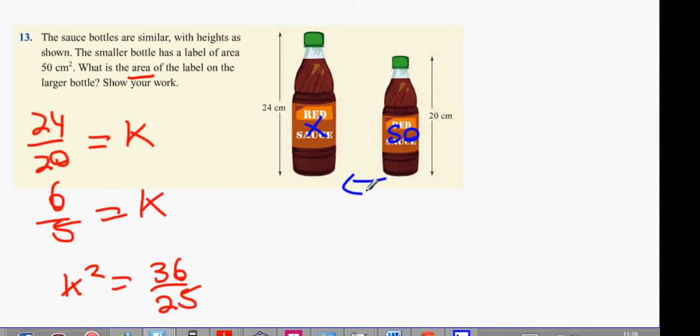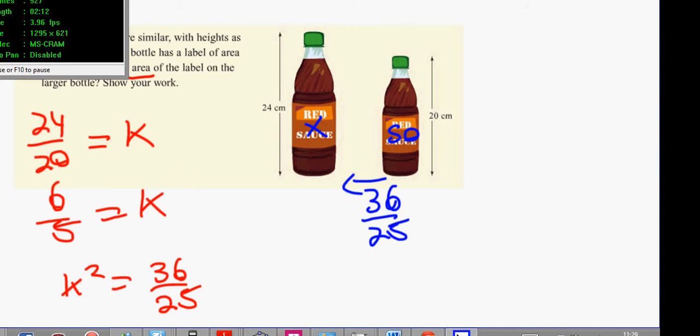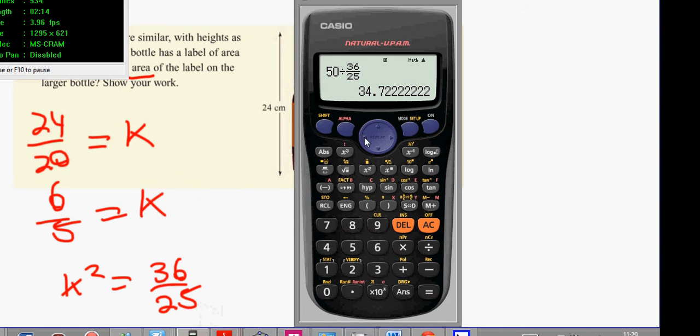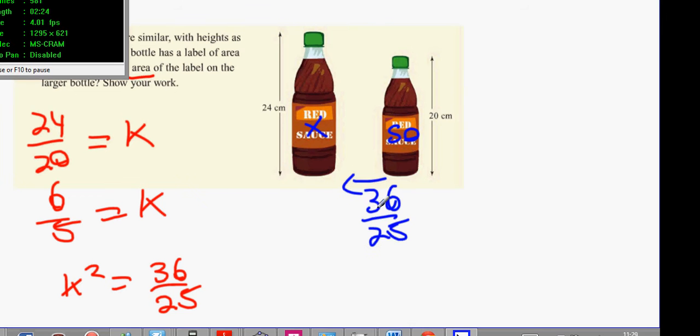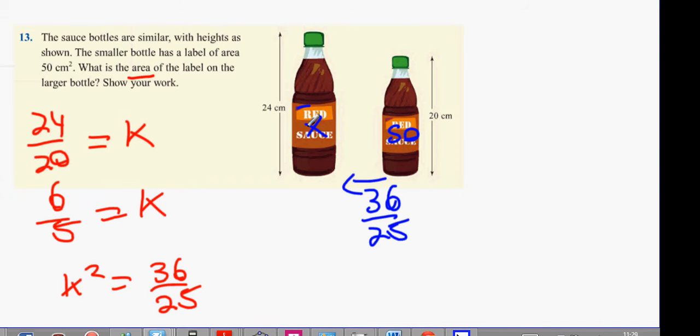But what we do know is it has to be 36 over 25 times bigger. So in this case we're going to multiply 50 by 36 over 25. The answer has to be a number bigger than 50 then. Okay? And if it's bigger than 50, the answer is 72. So this one here is 72, and this one here is 50. Sorry about the confusion. Just make sure we read it: smaller bottle being this one here. Okay, guys?